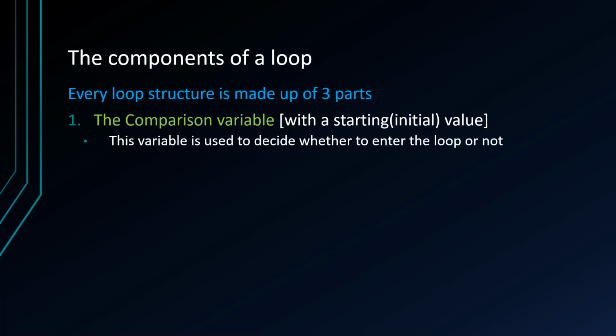So what are the components of a loop? Every loop is made up of exactly 3 parts. The first part is the comparison variable, and it always has a starting or initial value. This is the variable that's used to decide whether we're going to enter the loop or not. Maybe we shouldn't even start the loop.